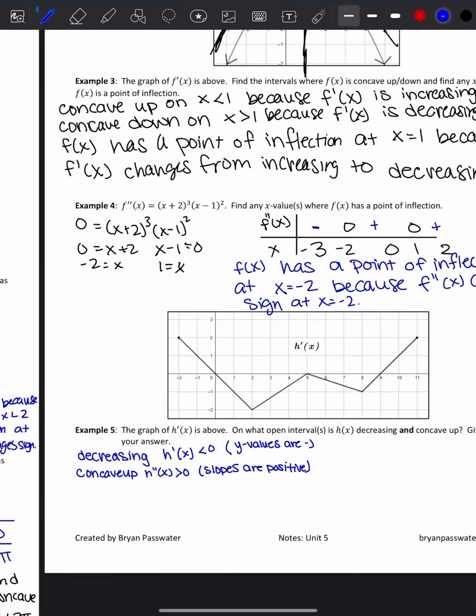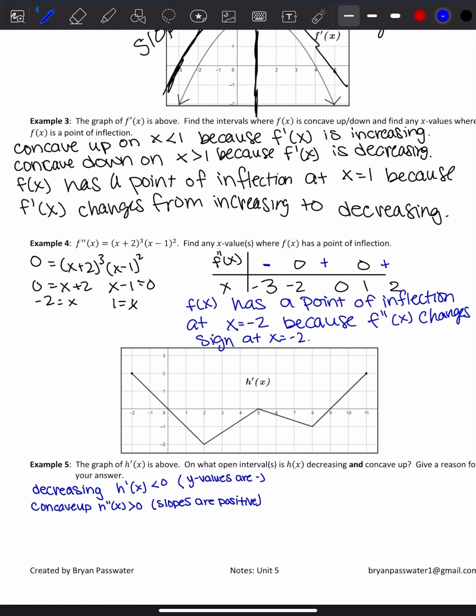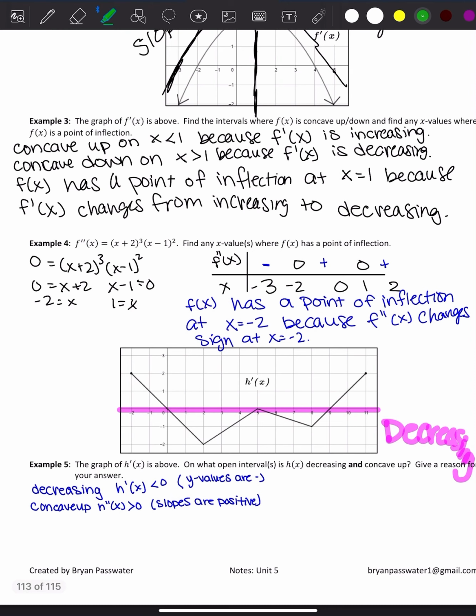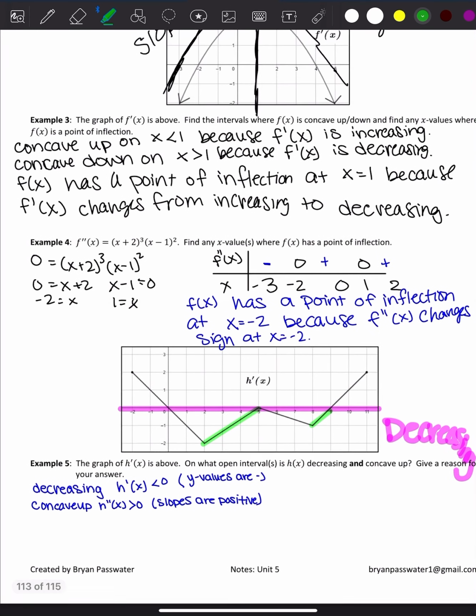So if we look at our graph, everything below this line is going to be decreasing. So decreasing is down here. We also need our slope to be positive. And what I like here, our slope is positive here and here. So everywhere else I can kind of ignore in order to answer this question.